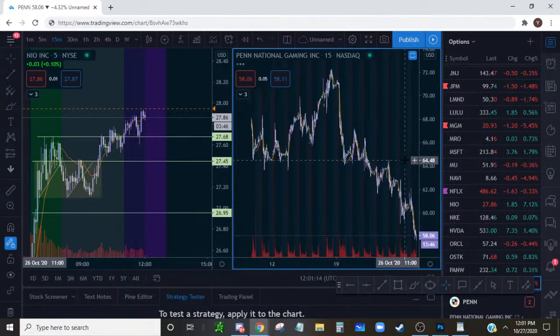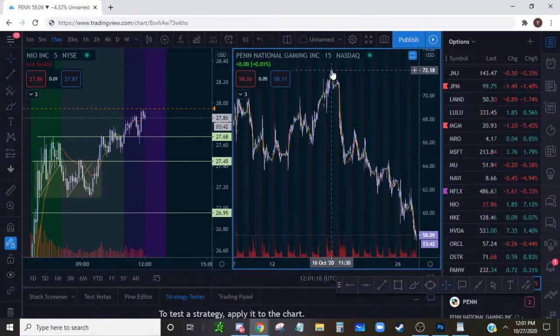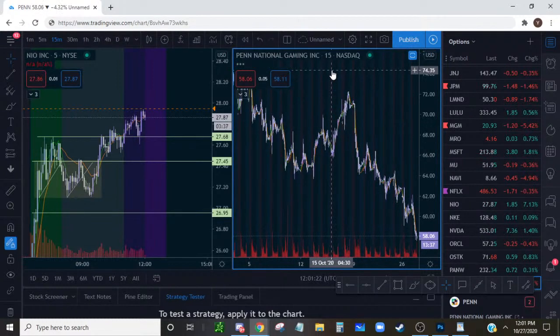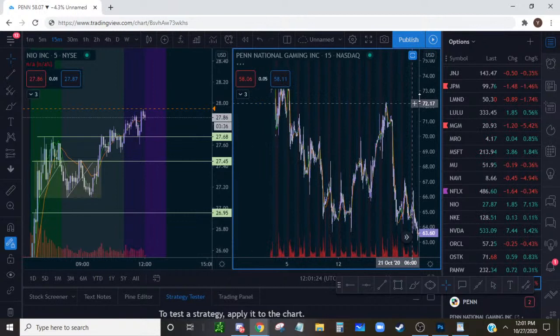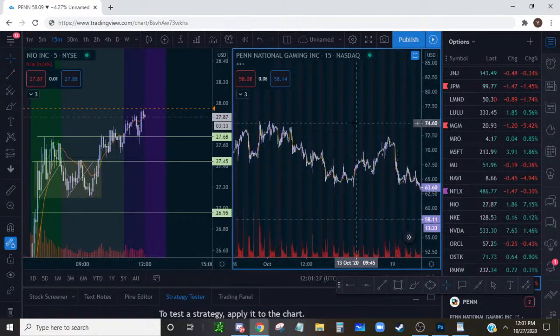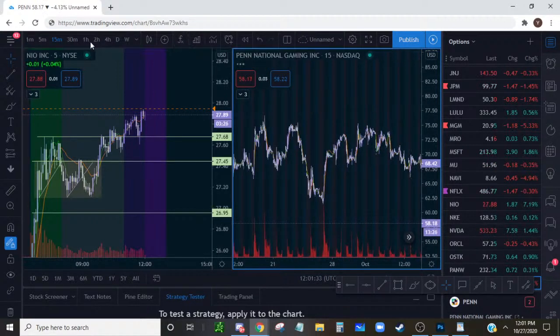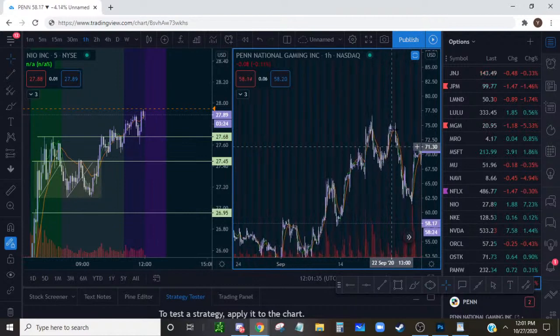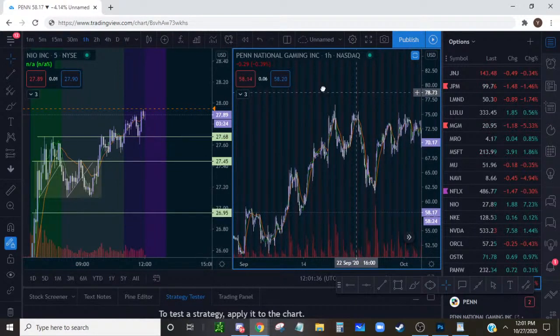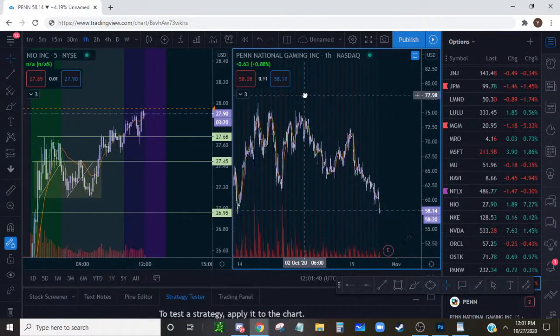Been bleeding for a couple days now. Since the 16th is when it started its downfall, but prior to that, oh no, it started way before that. Started in the beginning of October. Last day of September is when it started its downfall. Might still be wrong on that one. Let me just pull up the 1 hour chart. So it's been bleeding for a while now. CZR. Been going on for a solid month now.